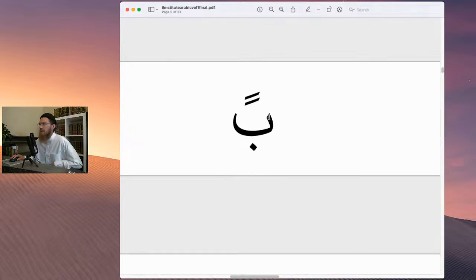Again, there are steps, right? The first step is looking at the letter. That's always the first step. You're going to look at the letter. This is the letter ba. So you're going to write a B for the letter ba.